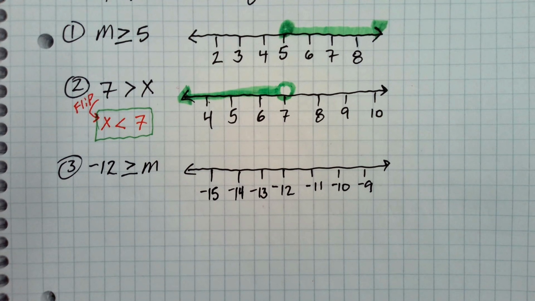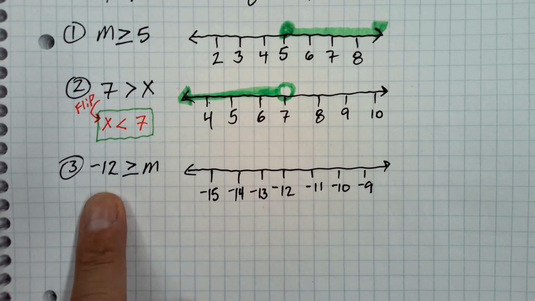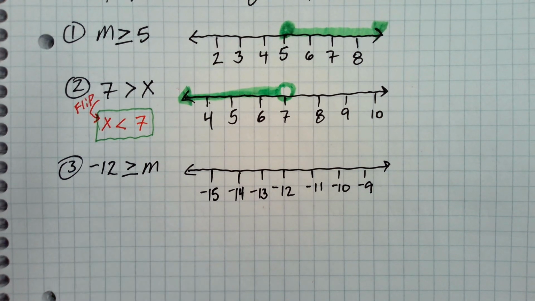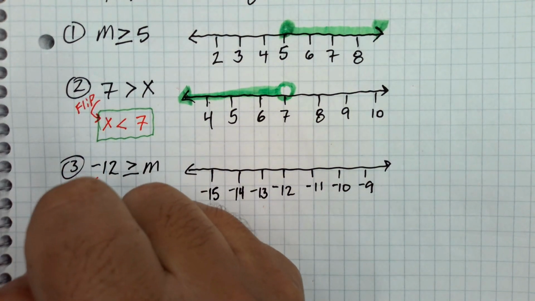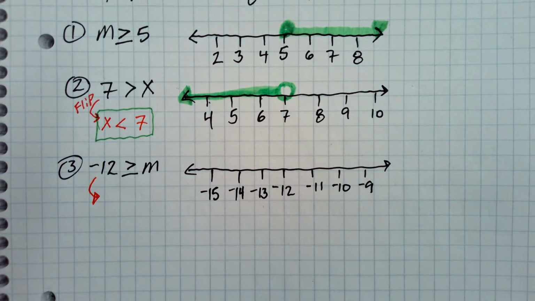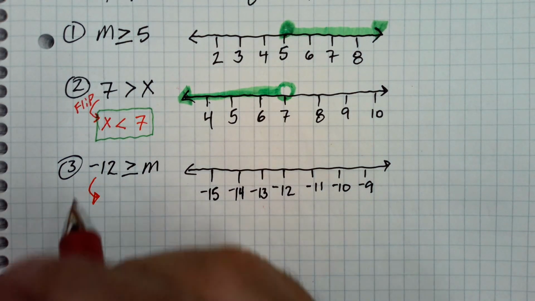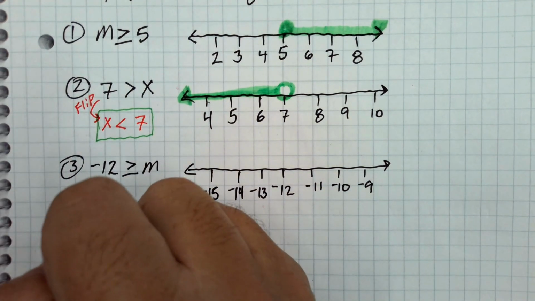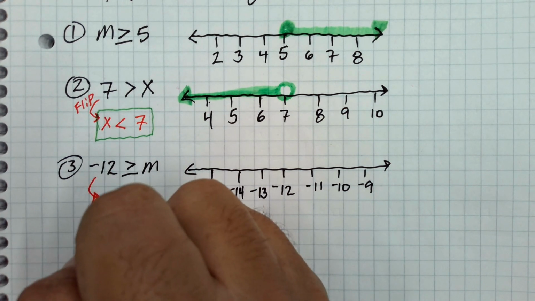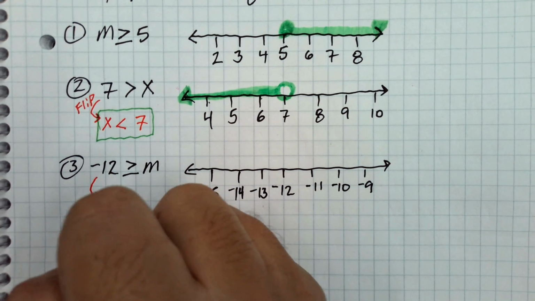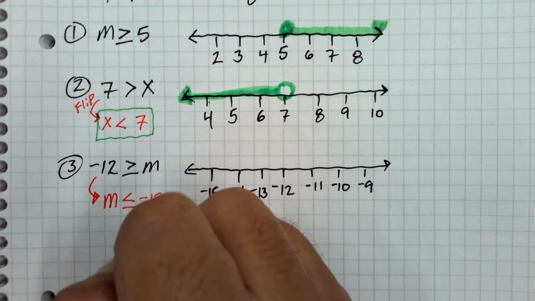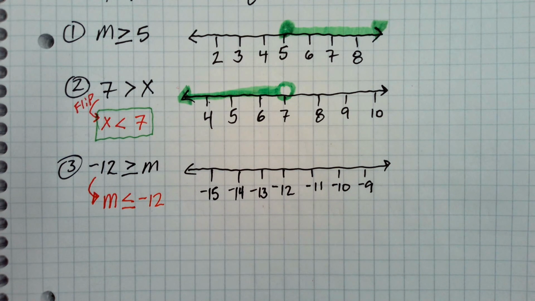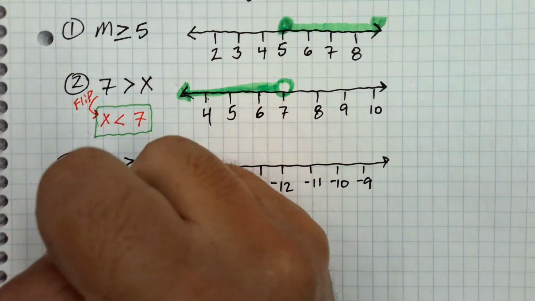Okay, so I better do something on this one. The number's coming first. I don't want that. Do a flip. Flip it around. What's it going to look like? M's going to come first. M is less than or equal to negative 12. You just turn it around. Okay, so this is what I'm going to use to graph.